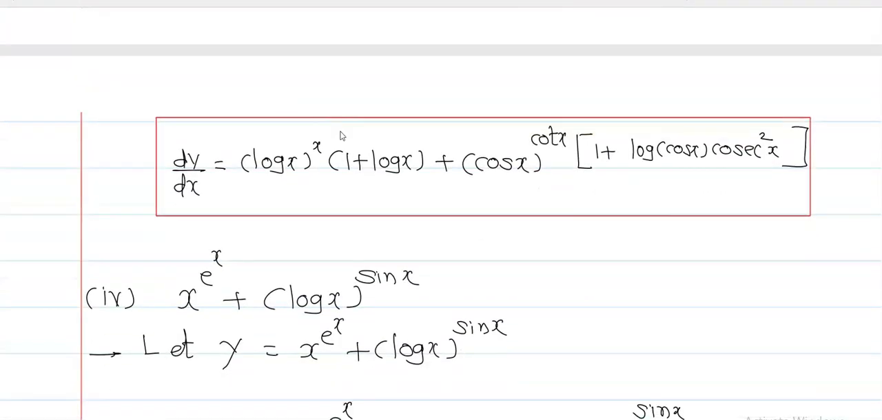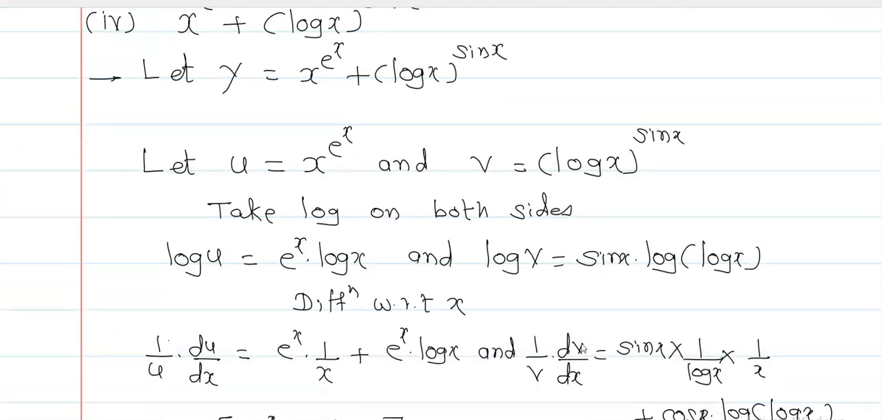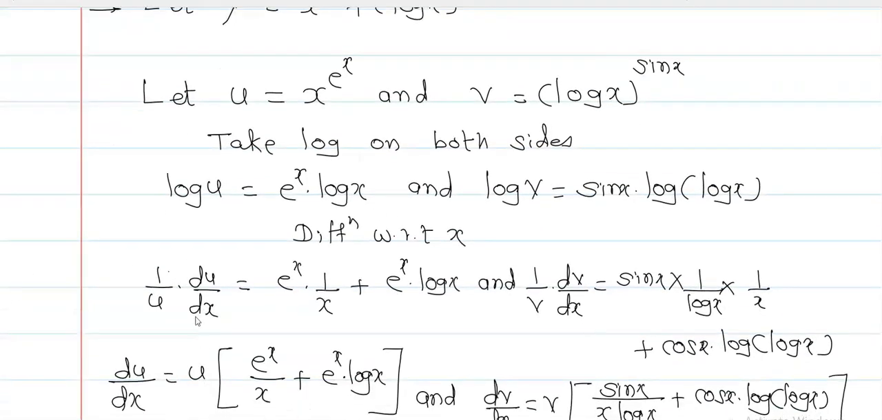Now I will show the correct example. This is our example: x raised to e raised to x plus log of x raised to sin x. u is equal to x raised to e raised to x, and v is equal to log of x raised to sin x. Now take log on both sides, differentiate with respect to x, 1 upon u du by dx. Apply the product rule: e raised to x, derivative of log of x is 1 upon x, e raised to x, derivative of e raised to x is e raised to x into log x.